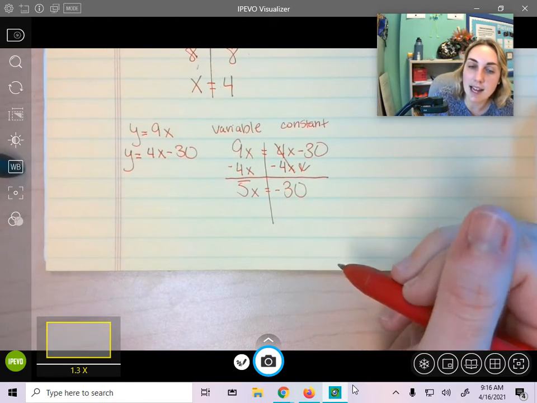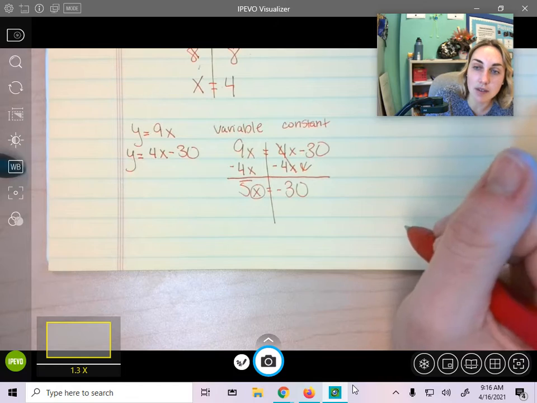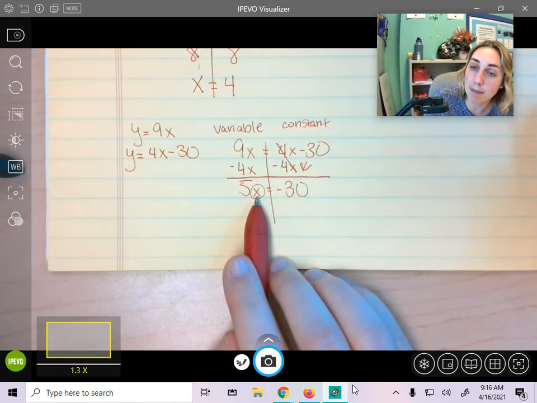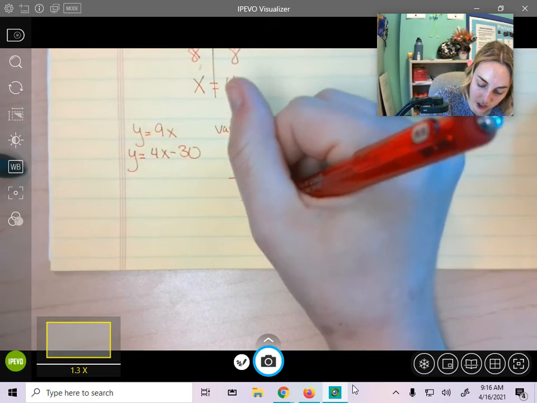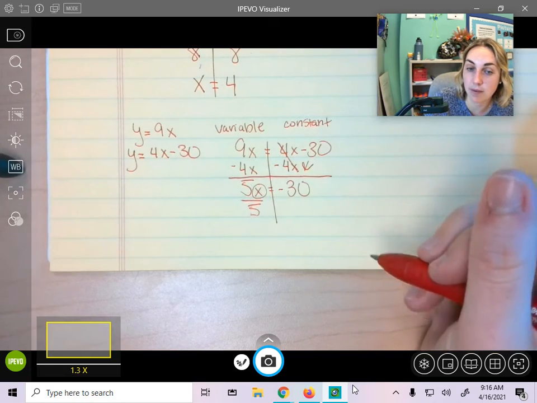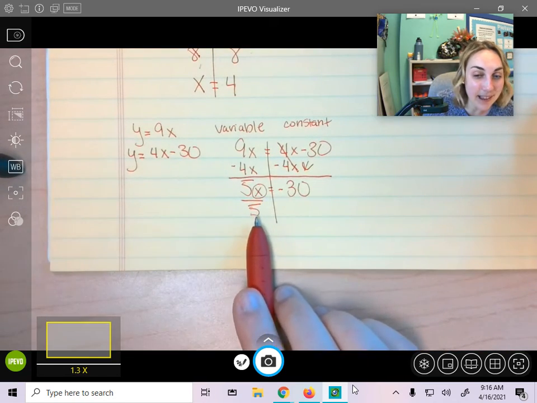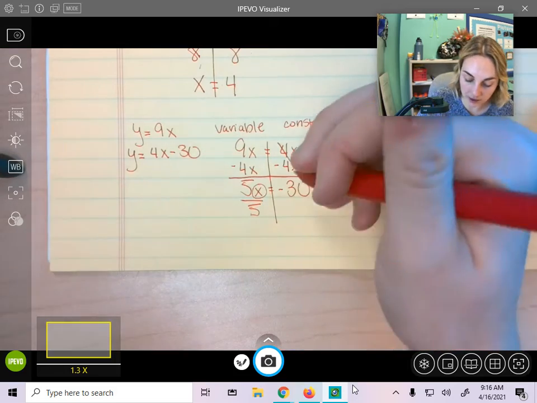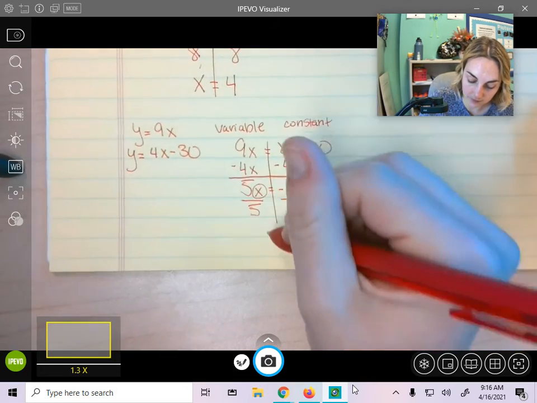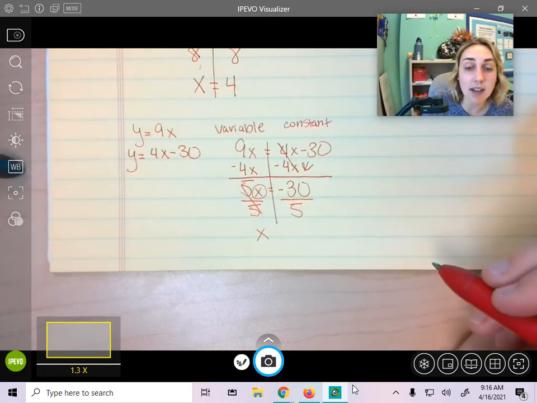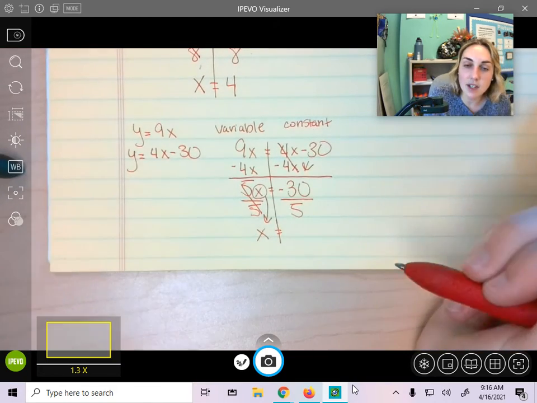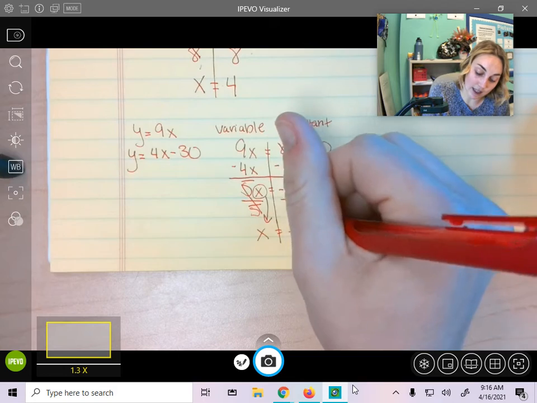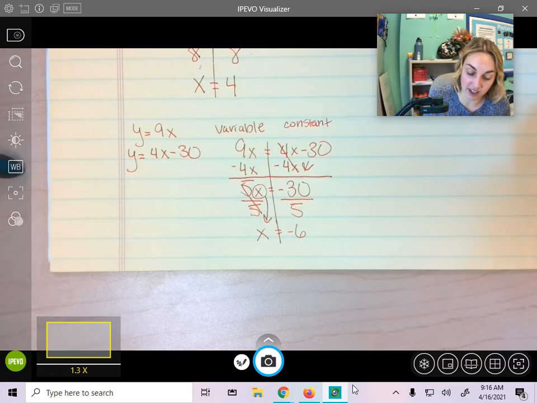All right, now my last step is to get x by itself. 5 is getting multiplied by x, so I have to do the opposite of multiplication, which is division. So I'm going to divide it by 5. Whatever I do on one side of the balance beam, I have to do on the other side as well. These cancel out, they're opposites, so I'm going to bring down this x value. And then negative 30 divided by 5 is going to give me negative 6. So great, I have my x value now.